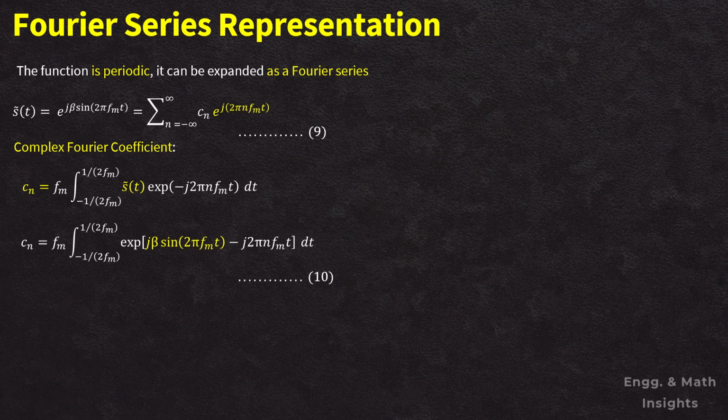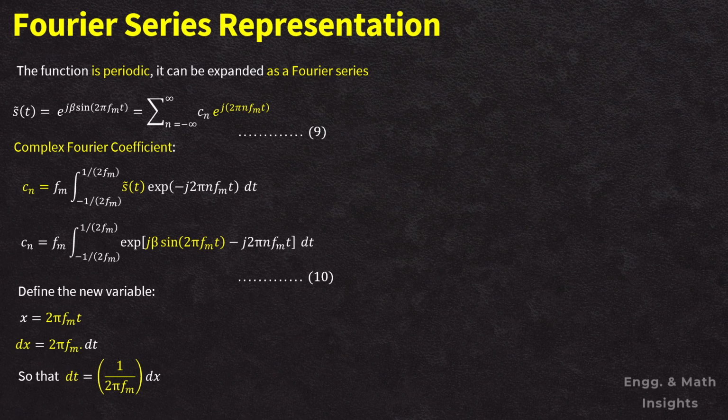Now we define the new variable x equal to 2 pi fm t, so that dt becomes dt is equal to 1 by 2 pi fm into dx.